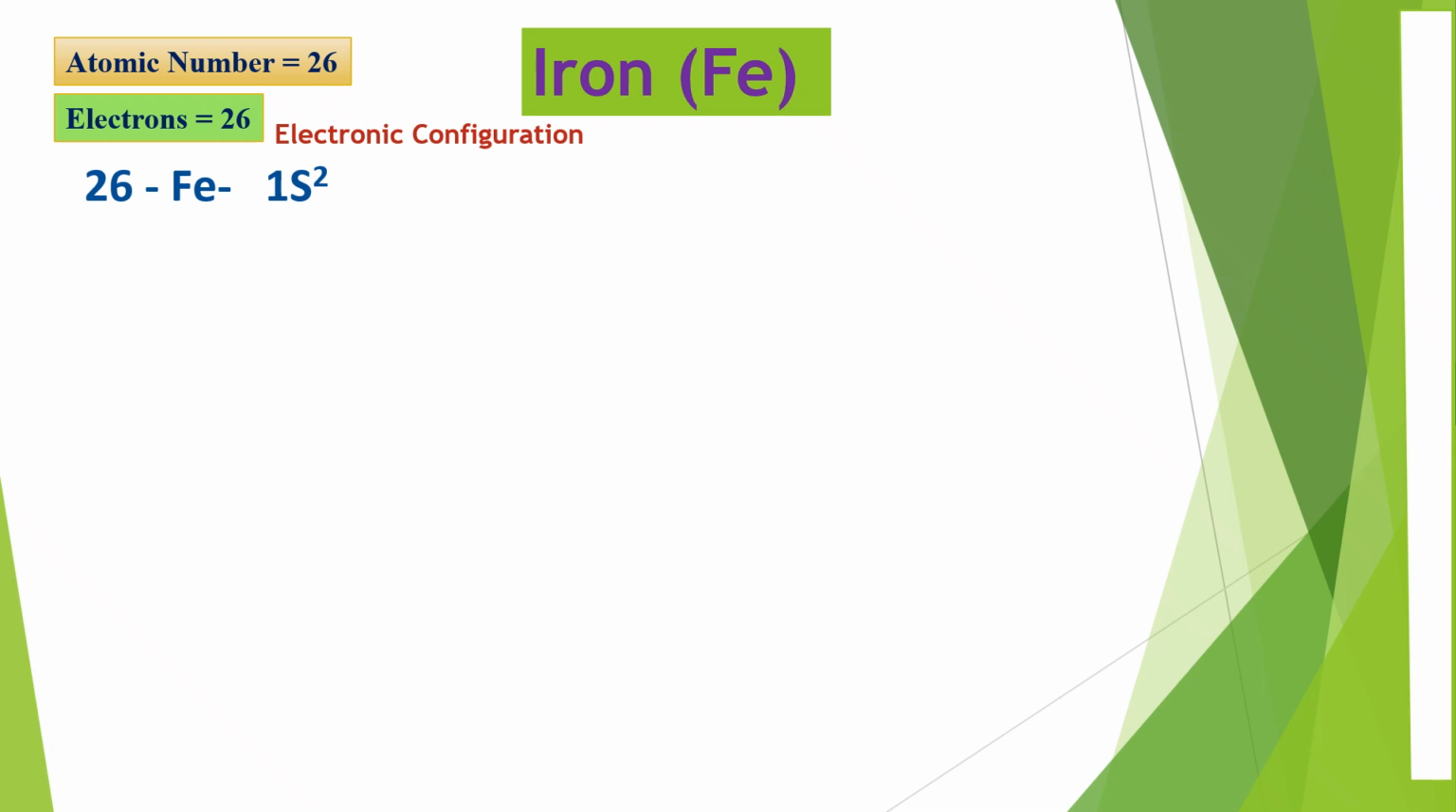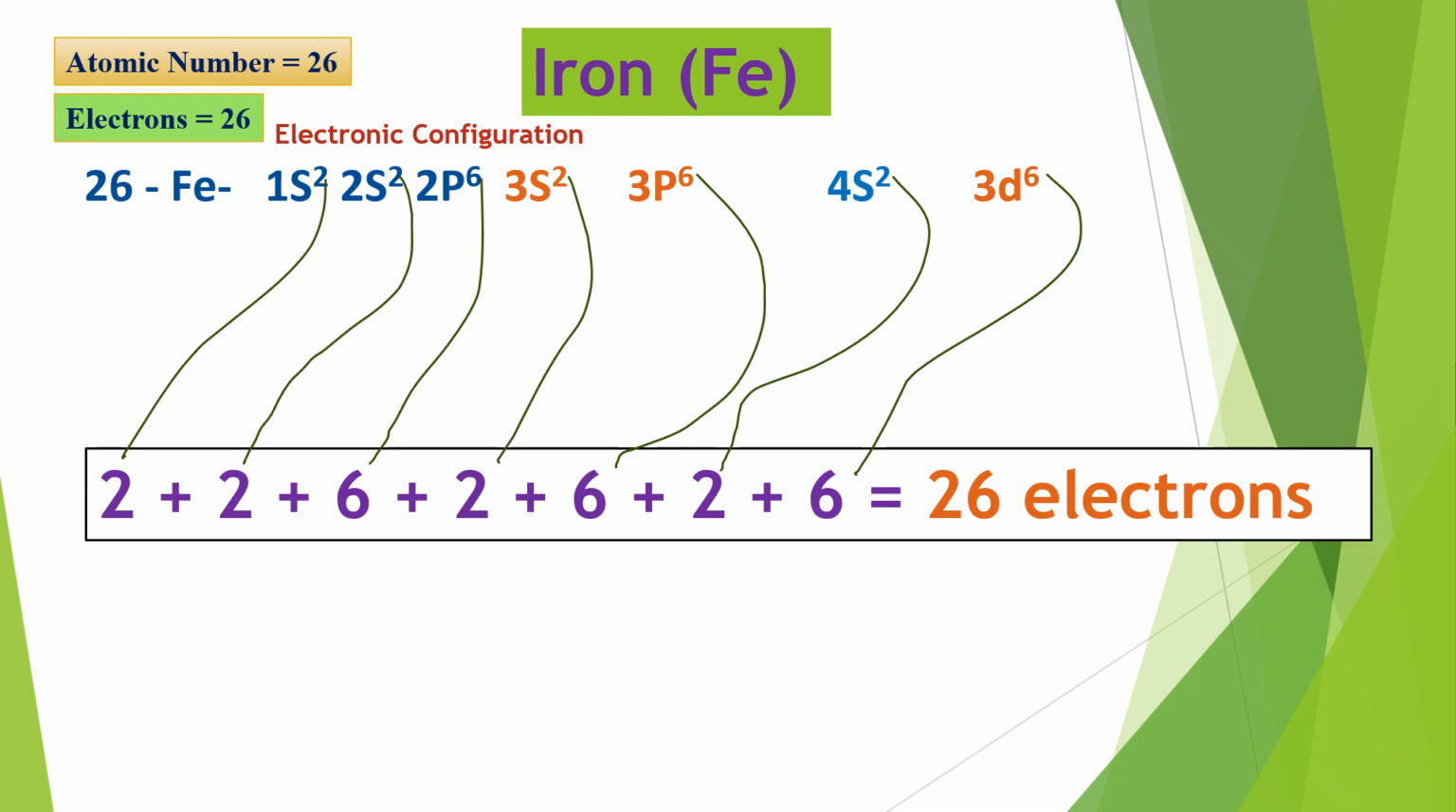So here first electrons enter into 1s2, first orbit, next 2s2, 2p6, 3s2, 3p6, 4s2, then 3d6. Means 26 electrons distributed in 4 orbits, in s, p, d orbitals. Electrons are written in superscript, that is 2 plus 2 plus 6 plus 2 plus 6 plus 2 plus 6. Total 26 electrons.